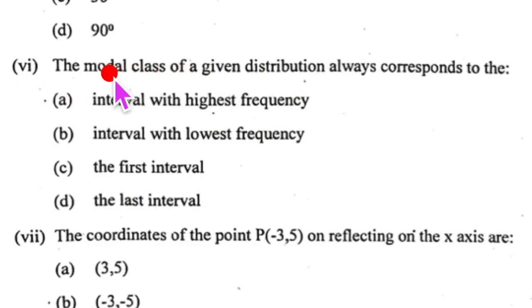Number 6, the modal class of the given distribution always corresponds to. Now the class which will have the mode means the interval with the highest frequency. Where is the highest frequency? Here. None of these are pertaining to that. So the answer is A.